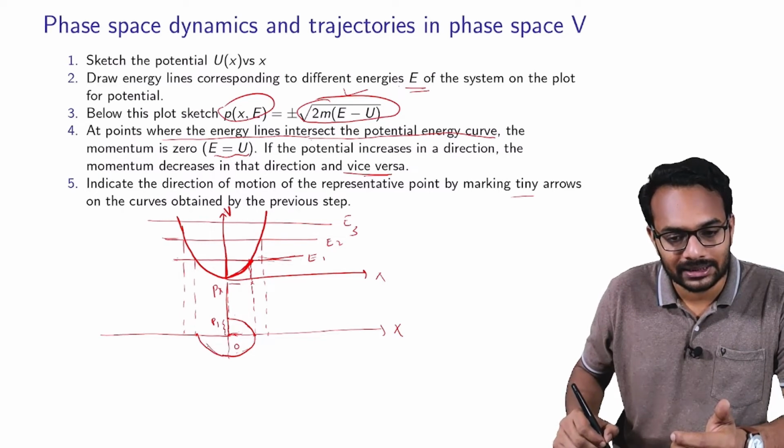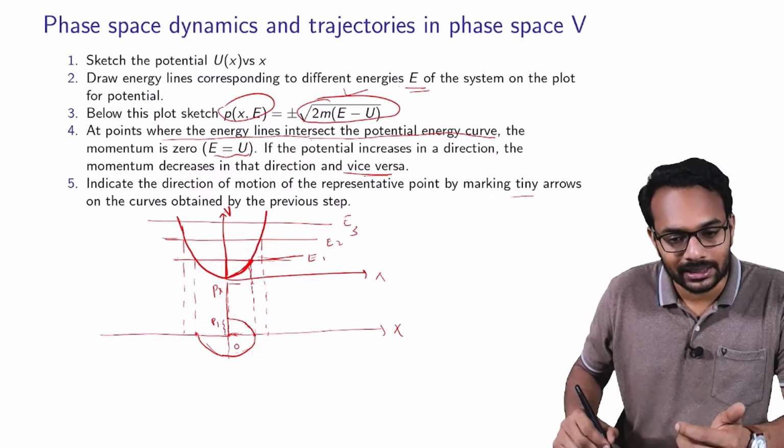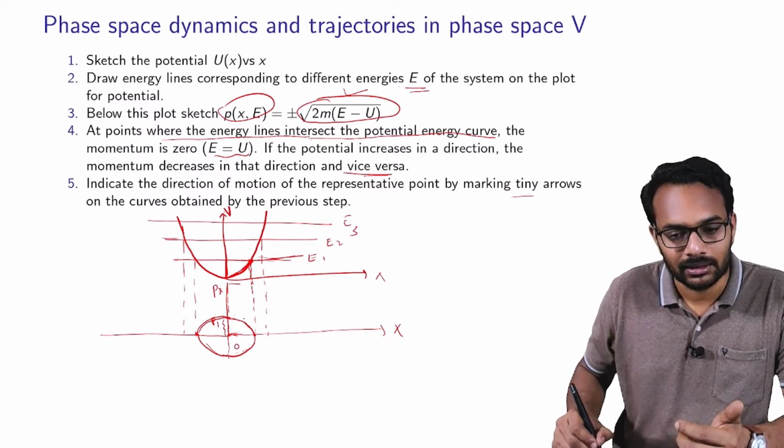Again, the potential starts increasing and the momentum starts decreasing, and at this point the momentum becomes 0. Then the direction is reversed and again it goes like that, because now the potential is decreasing. When you go from here to here, the potential is decreasing and the momentum increases and it reaches here. This is supposed to be an ellipse.